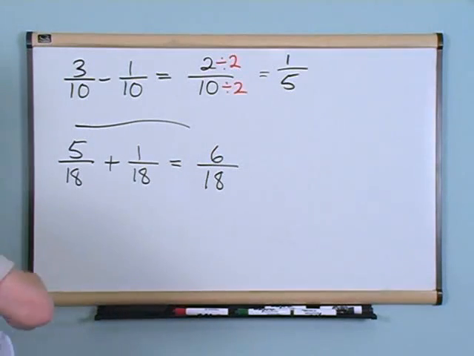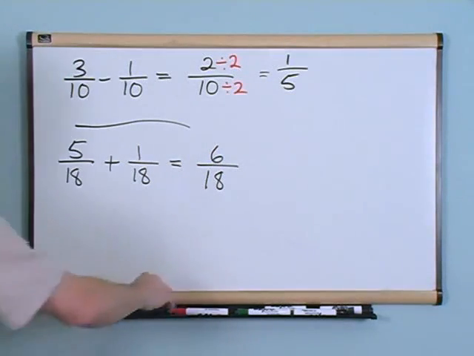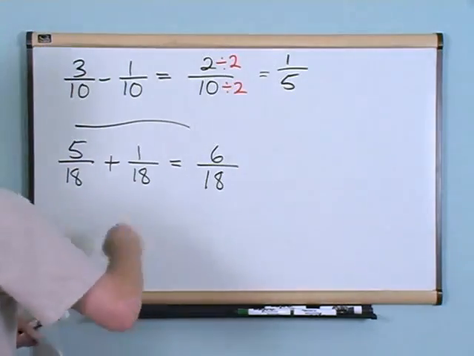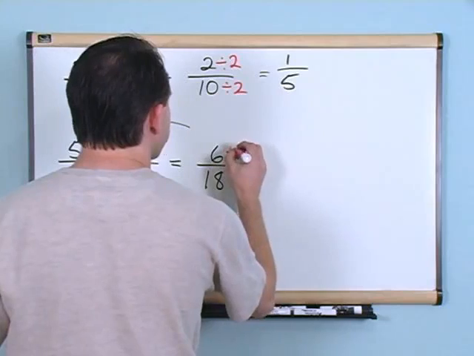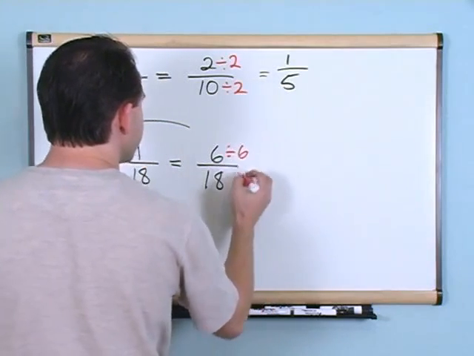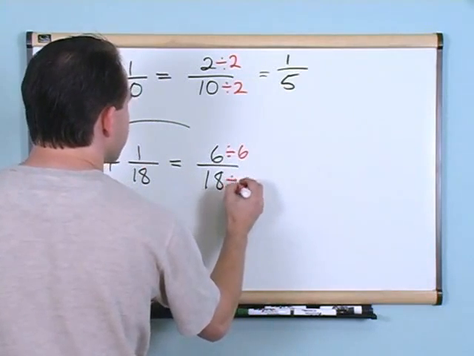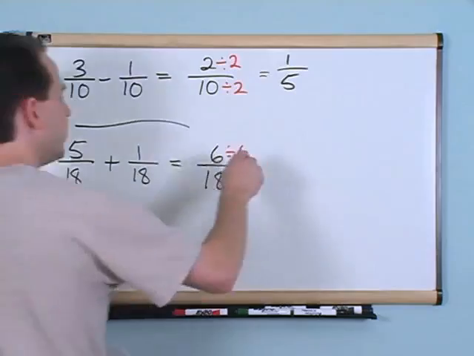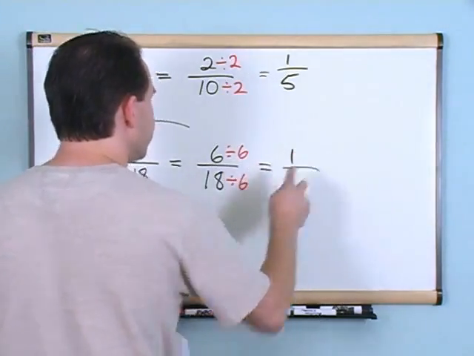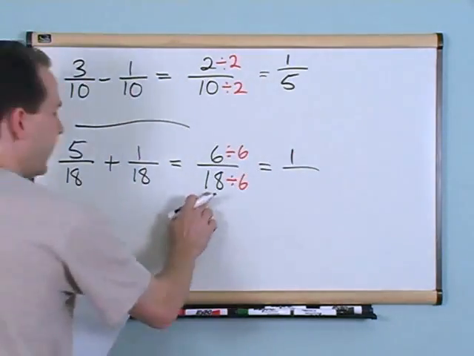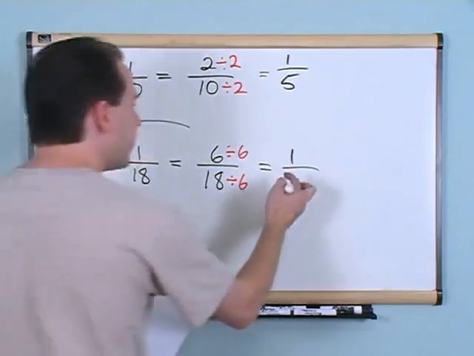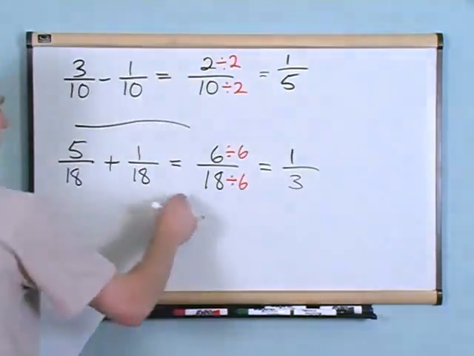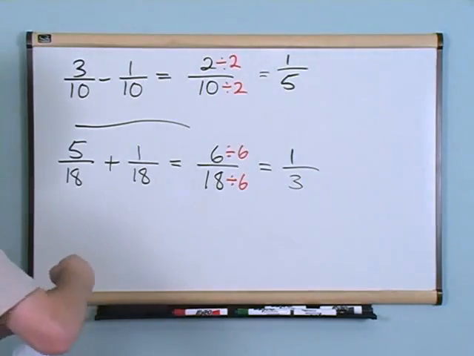And then just like always, we want to see if we can simplify this anymore. And I think we can. 6, we can divide the top and the bottom by 6. And let's just see if that makes anything better. 6 divided by 6 is 1. And on the bottom, 18 divided by 6 is going to be 3. And I know this because 6 times 3 is 18. So we end up with 1/3.